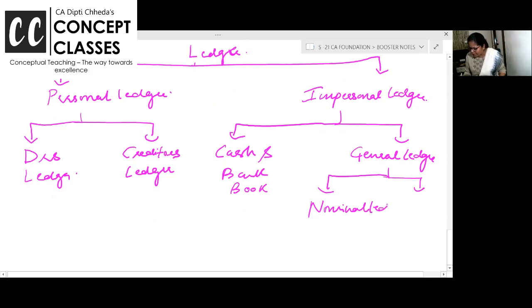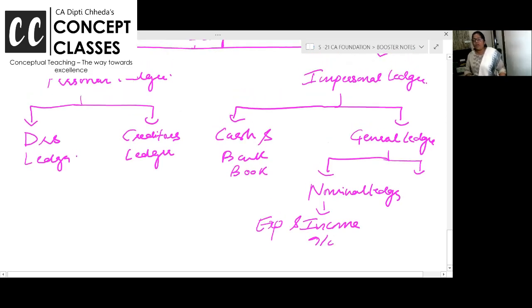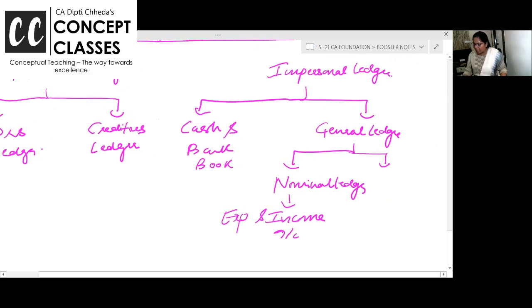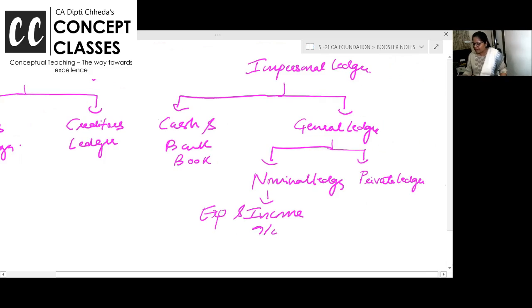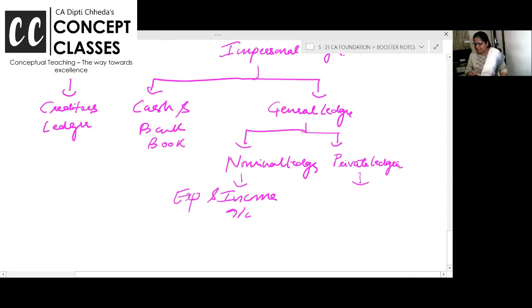Like we have nominal ledger. What will come in the nominal ledger? All your expense and income accounts. And we have private ledgers. So now see, debtors and creditors ledger have come here, expense and income have come here, and your private ledger.